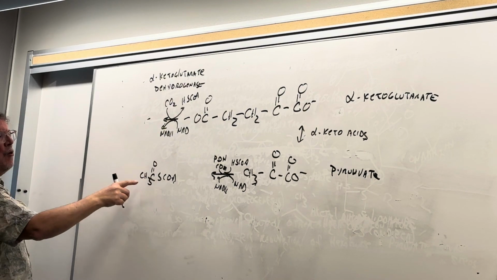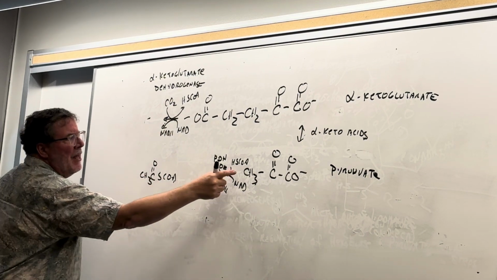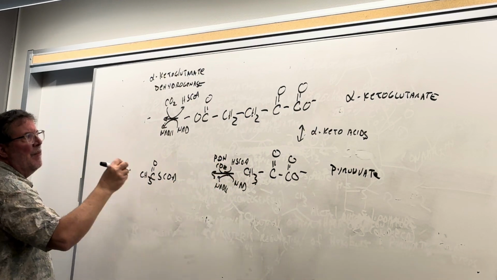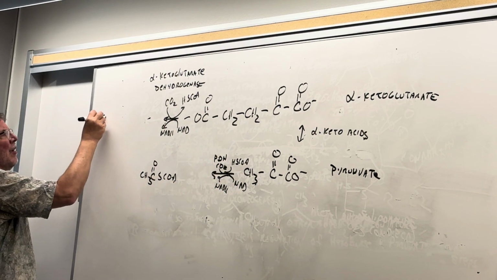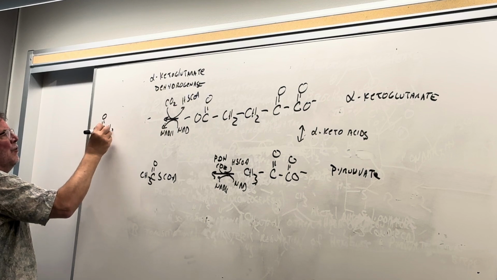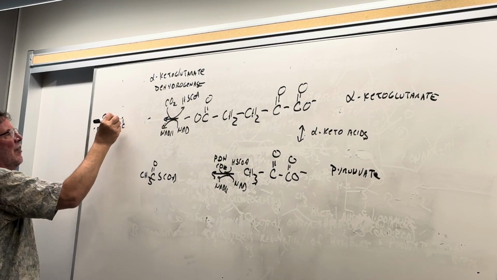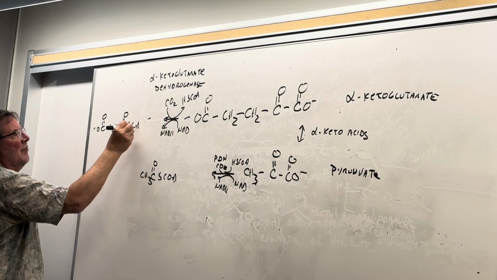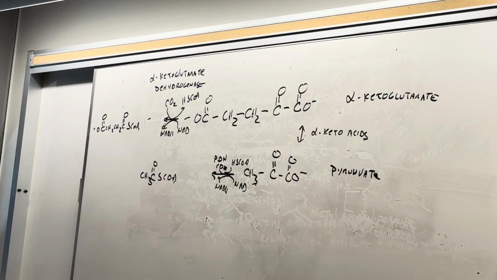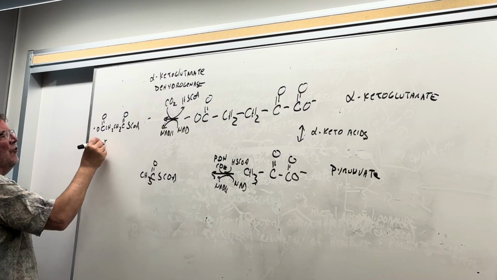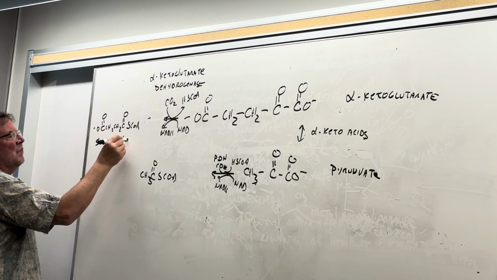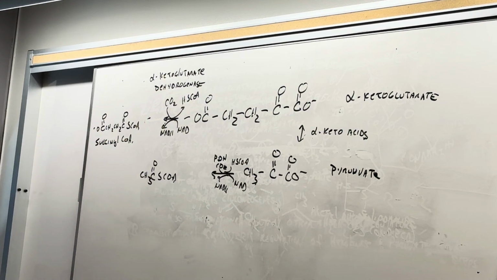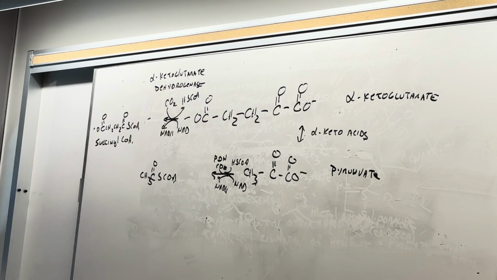Except now the coenzyme A, instead of just being a methyl group, carbonyl and coenzyme A, it's going to be all this other stuff: O minus CH2, CH2, C double bond O, S CoA. But it's basically the same reaction. And this product is known as succinyl-CoA.